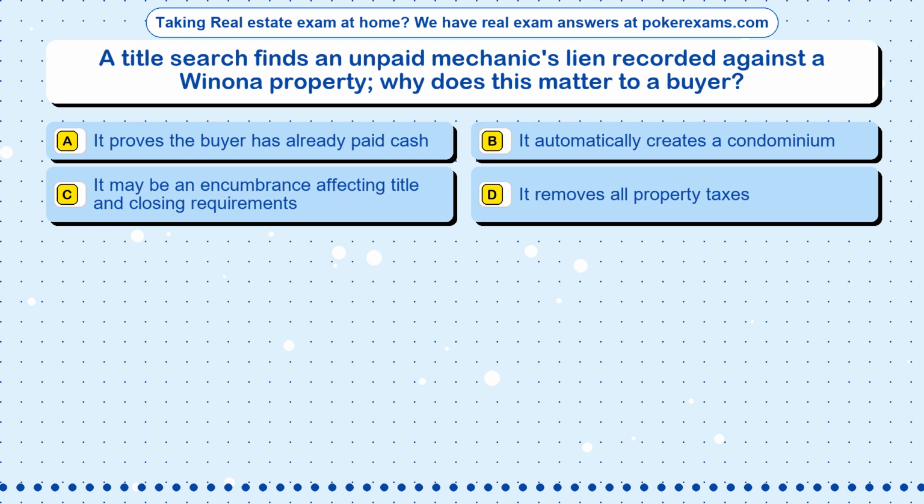Question 83. A title search finds an unpaid mechanics lien recorded against a Winona property. Why does this matter to a buyer? Option A. It proves the buyer has already paid cash. Option B. It automatically creates a condominium. Option C. It may be an encumbrance affecting title and closing requirements. Option D. It removes all property taxes.